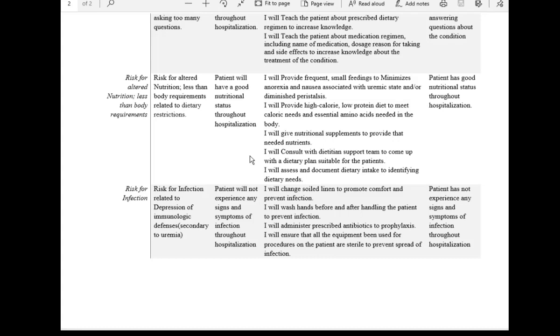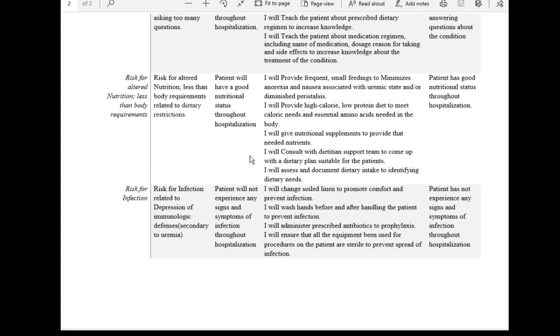The first one, I will change soiled linen to promote comfort and prevent infection. So I will make sure that I do bed making and change the soiled linen that can be a source of infection. Second one, I will wash hands before and after handling the patient to prevent infection. The third one, I will administer prescribed antibiotics for prophylaxis.